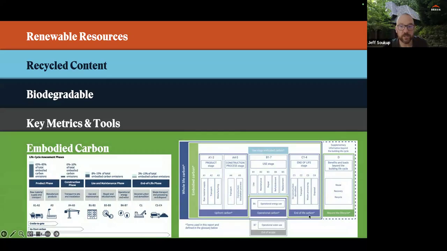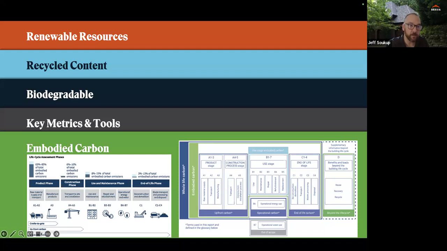These two slides or visuals here just give you an understanding of the life cycle assessment, the different phases. So you have your product and construction phase, use and maintenance phase, and then end of life phase.